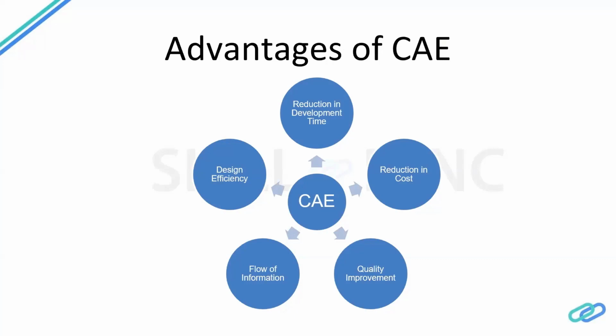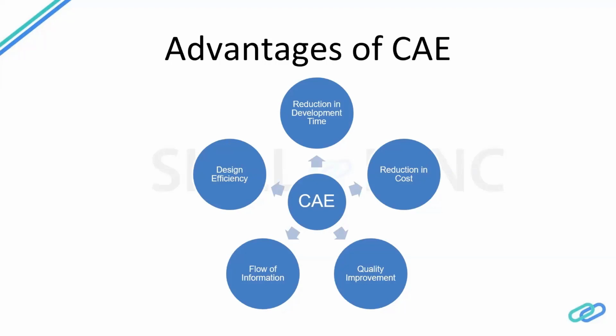So thereby what will happen is the product development time is shortened. Okay, and this shortening of product development results in a reduction in cost, and then it increases the design efficiency. So how does it increase design efficiency?